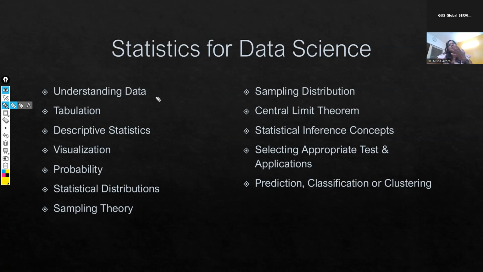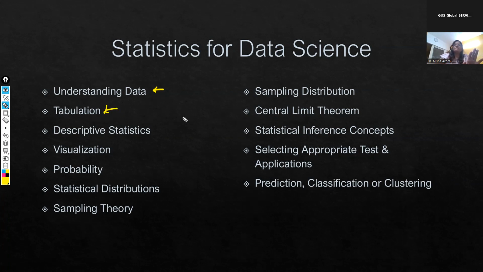Okay. These are some of the topics which you need to learn for statistics. And I'm talking about for data science. Of course, you need to have an understanding of data: various sources of data, sources of bias, population, sample, etc. But also various data types: numerical, categorical, cross-sectional, time series, primary, secondary, everything about data, and data quality. Spend a good amount of time on that.